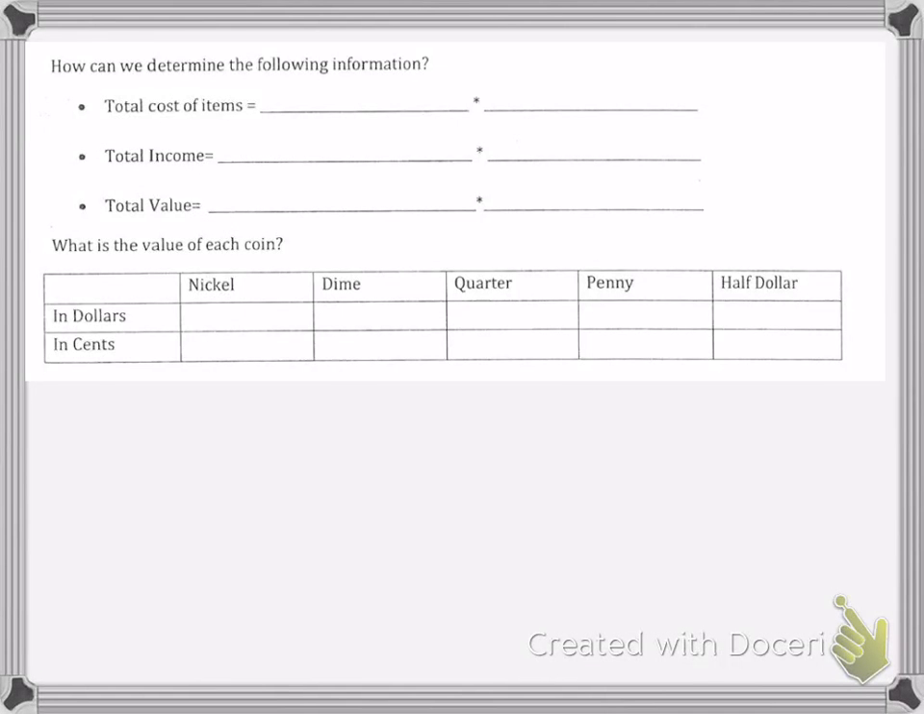The next section of your notes is kind of a word bank of formulas that you're going to write down. There are 3 different types of situations we're going to base equations upon. The first one is total cost of items, so we're going to fill in that equation. Second one is total income, and third one is total value.